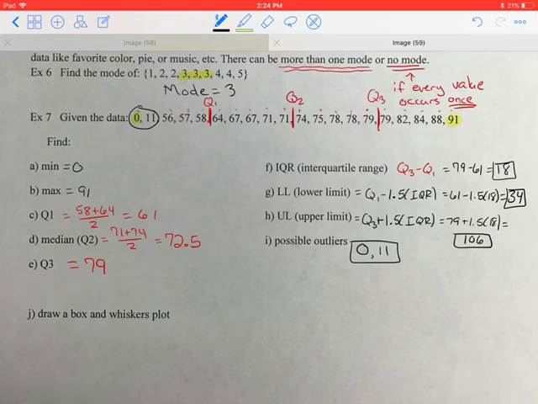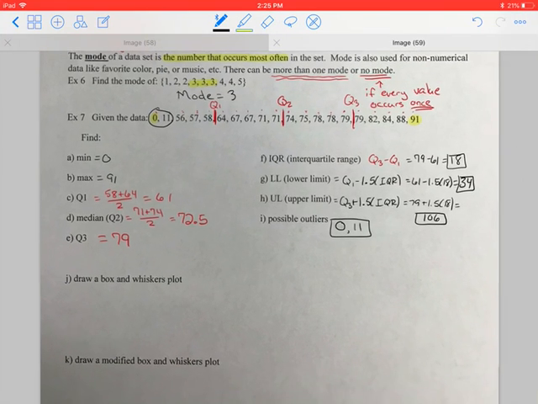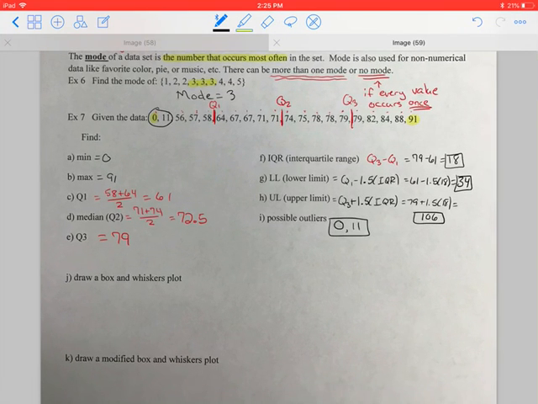So now we're going to take all of this information. On your box and whiskers or box plot, depending on what you call it, you put what's sometimes called the 5-number summary. And the 5-number summary is your minimum, your Q1, Q2, Q3, and your maximum.